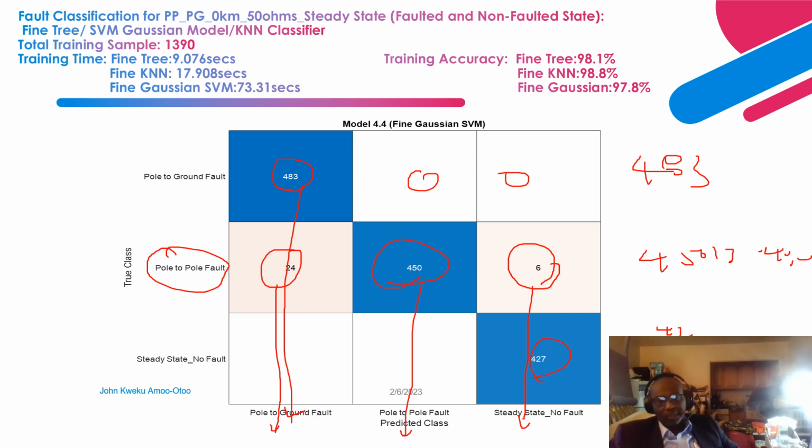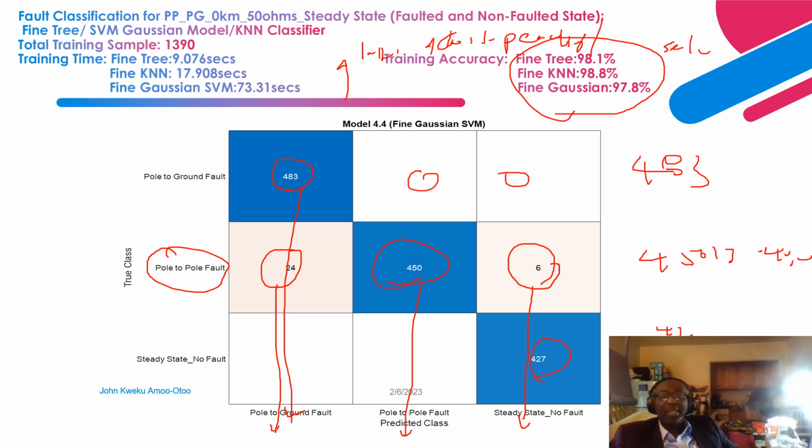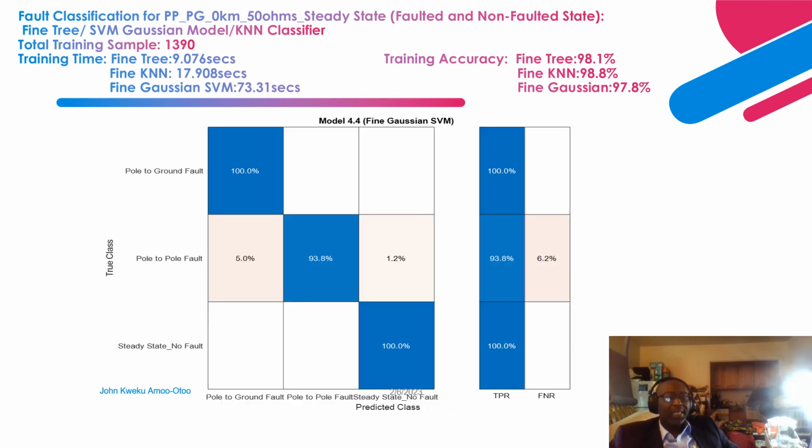Like I told you, there's a way to improve upon the accuracy. You can improve upon that accuracy by increasing the cost penalty, and also selecting the optimization algorithm. Those are the different ways that you can improve upon the accuracy.